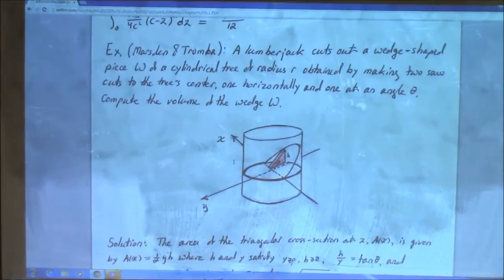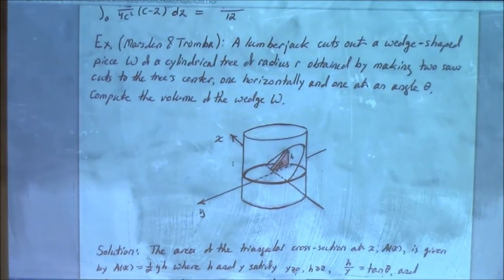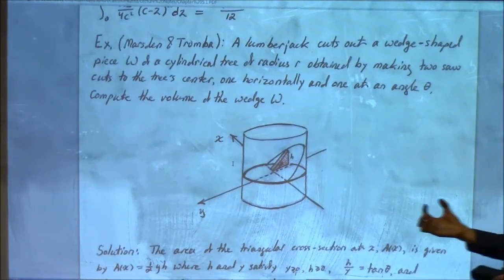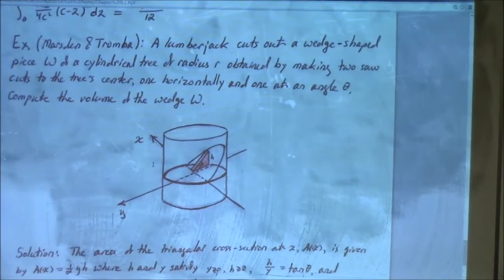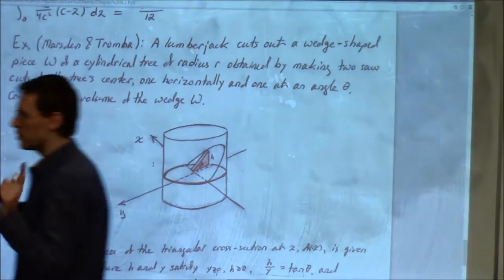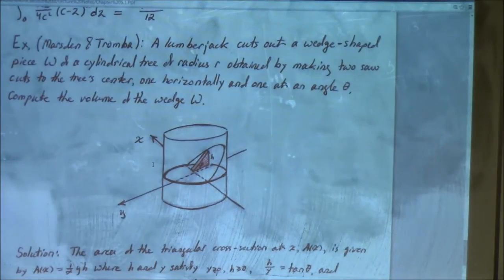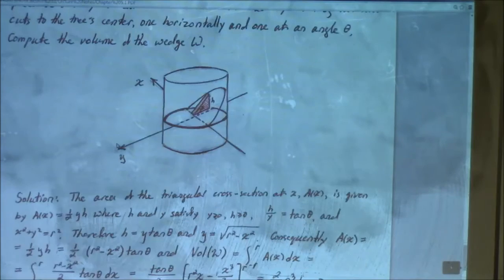Now, the tree trunk is a cylinder of radius r, some radius r. And the angle is theta, so the question is to find the volume of the wedge. Find the volume of the wedge. So the picture is pretty nice. I think you should be able to see what's happening.